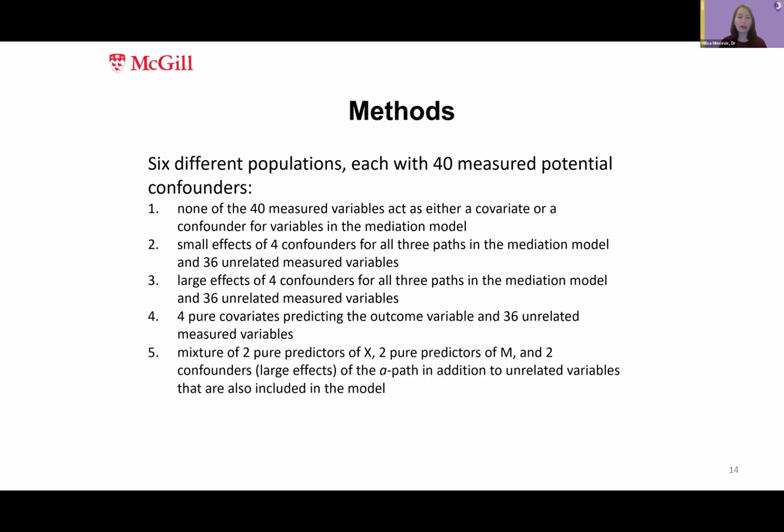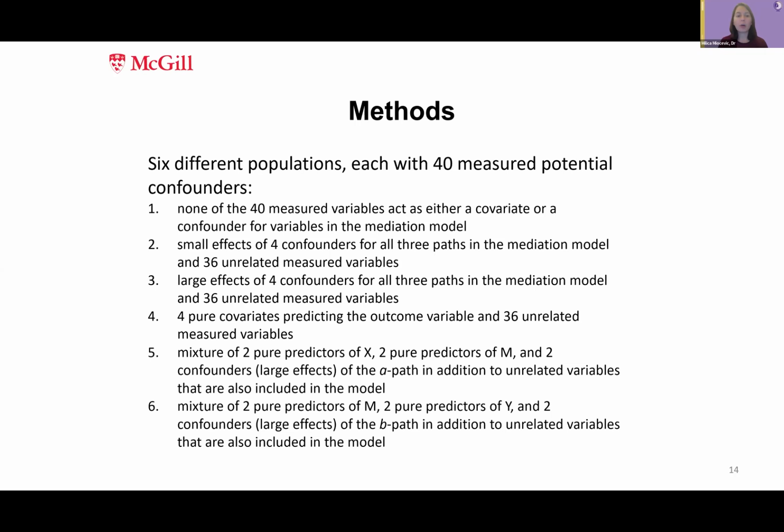In population number 5, we had a mixture of 2 pure predictors of X, 2 pure predictors of the mediator, and 2 confounders of the effect of the independent variable on the mediator. And finally, in population 6, we had 2 pure predictors of the mediator, 2 pure predictors of the outcome, and 2 confounders affecting the mediator and the outcome.